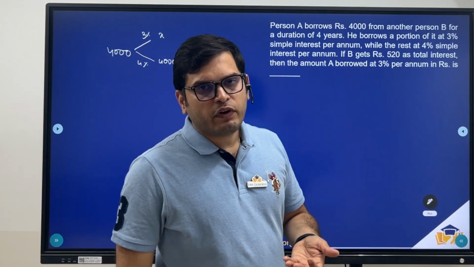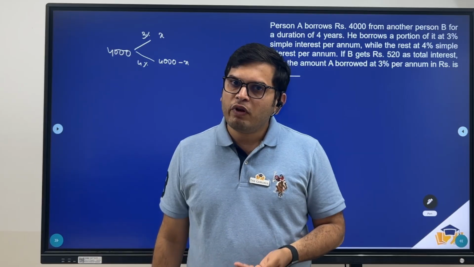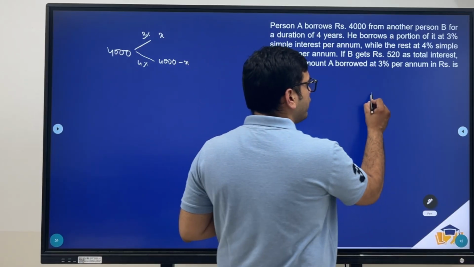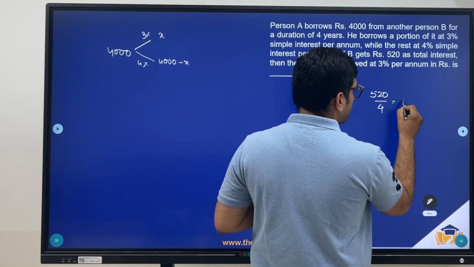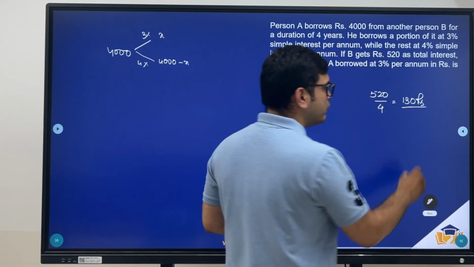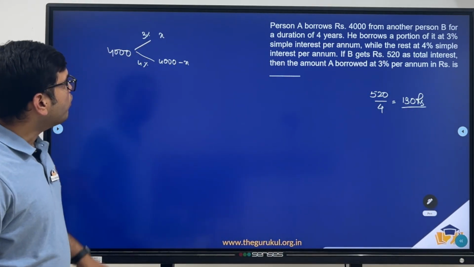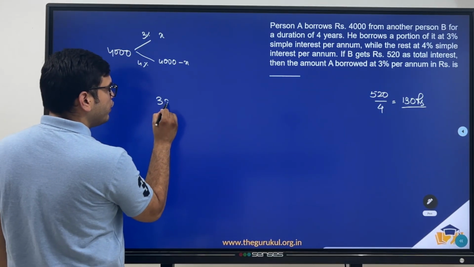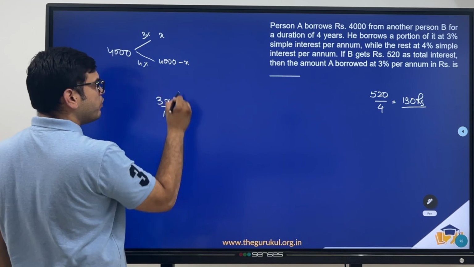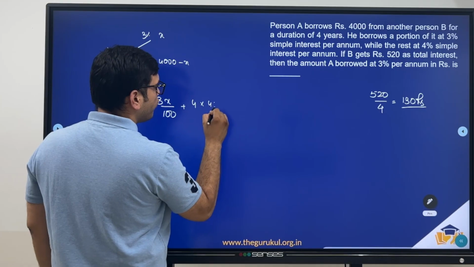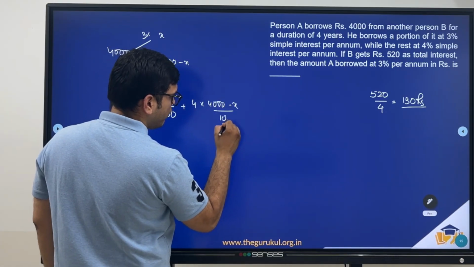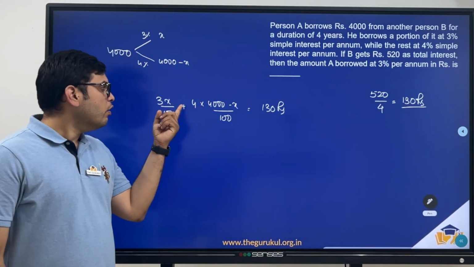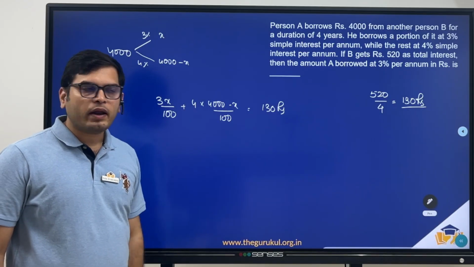Right. Now in simple interest, we know that the interest accrued in each year will be same. Right. So if in 4 years, rupees 520 was accrued, in 1 year, it would be 520 divided by 4, which is nothing but 130 rupees. Right. Now, if this is X, so 3% of that would be 3 into X by 100 plus 4% of this, 4 into 4,000 minus X by 100. Now this should be equal to 130 rupees because 3% on this amount for 1 year, 4% of this amount for 1 year.